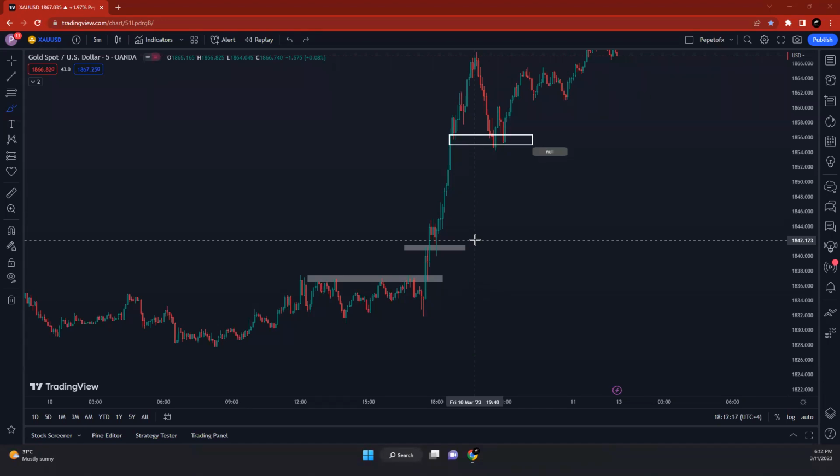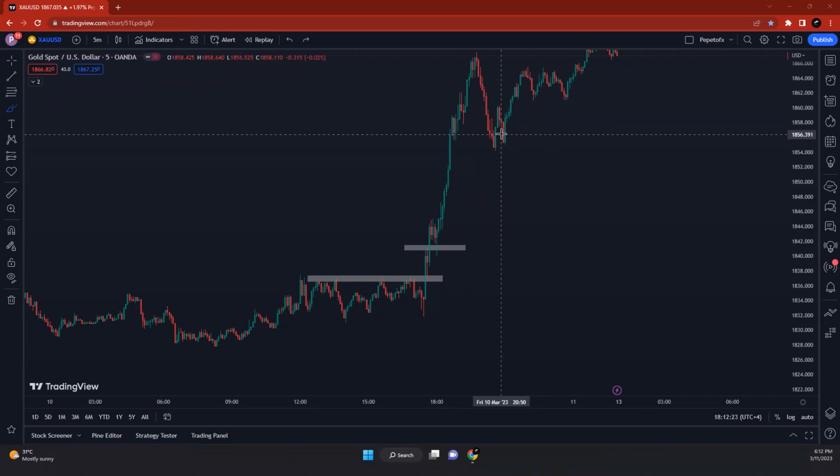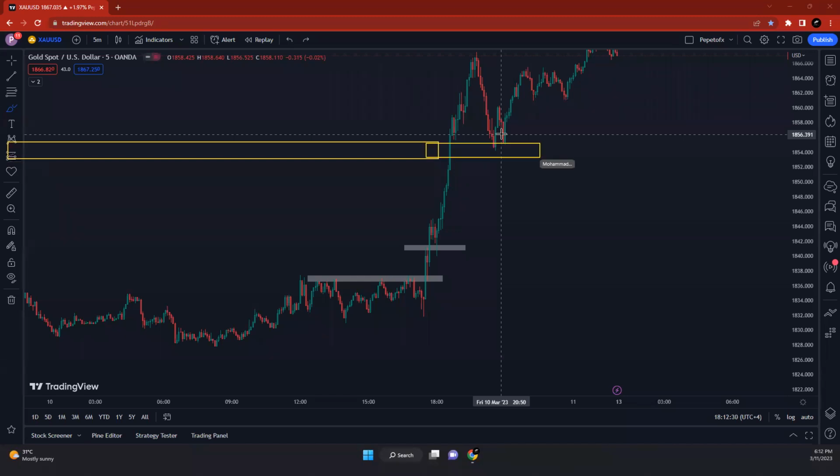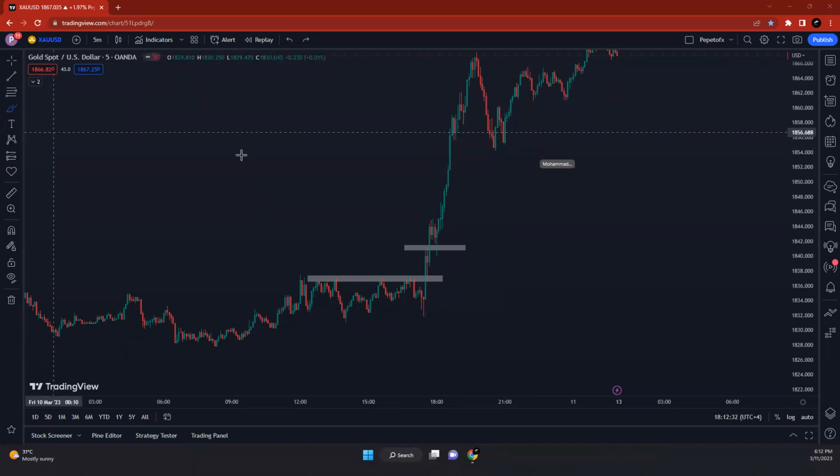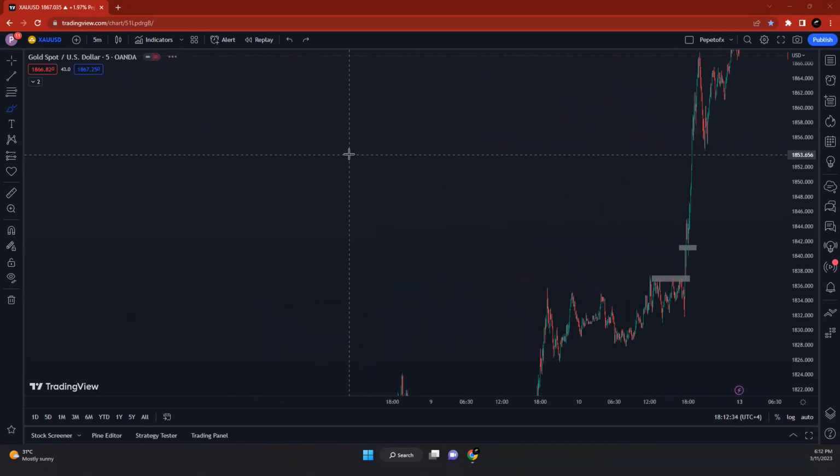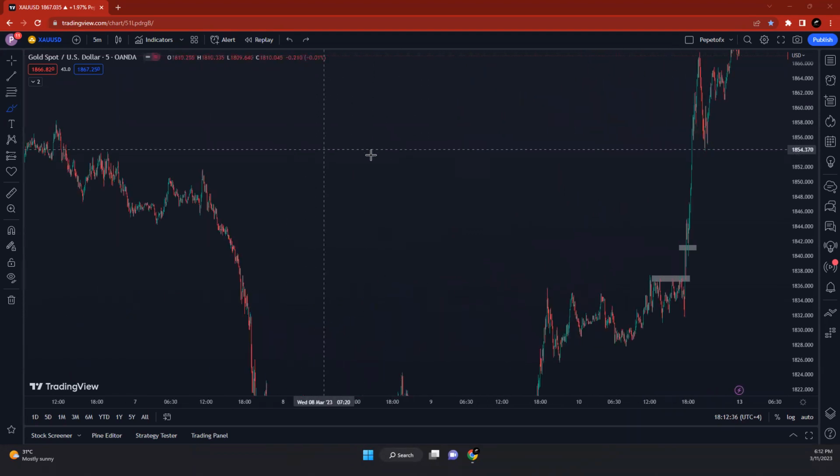I think Mohammed took this entry. Yeah, I took it based on the previous high before the breakout zone. Okay, I agree, that is making sense.